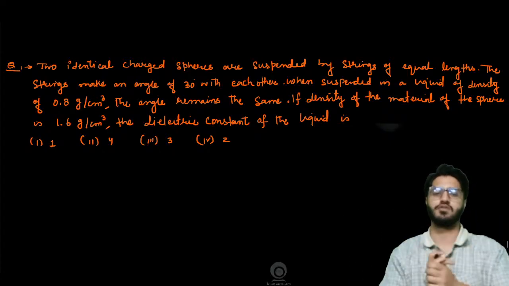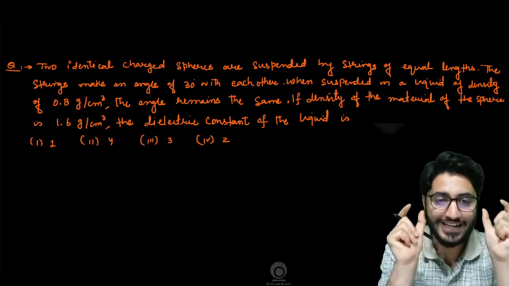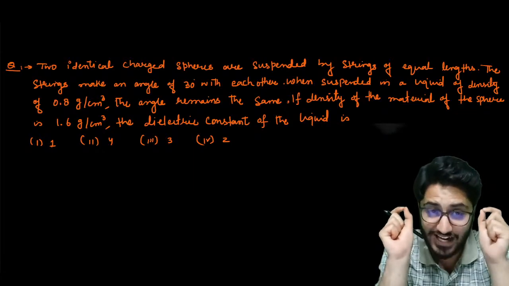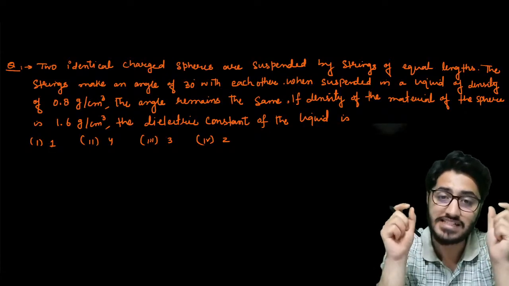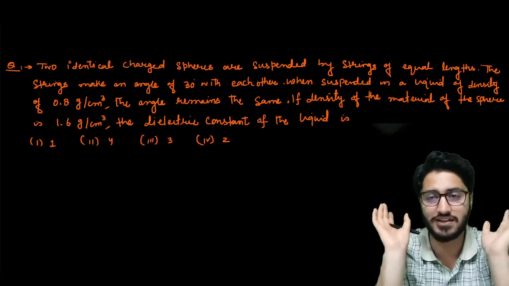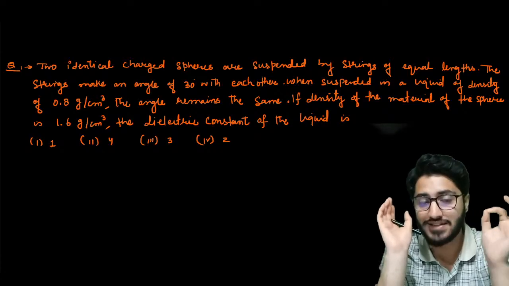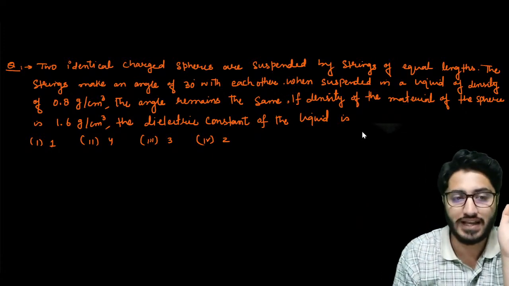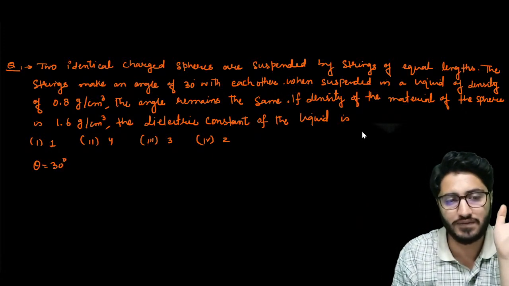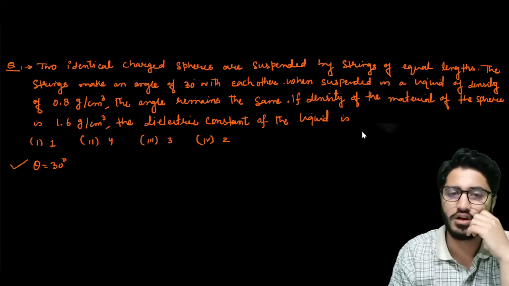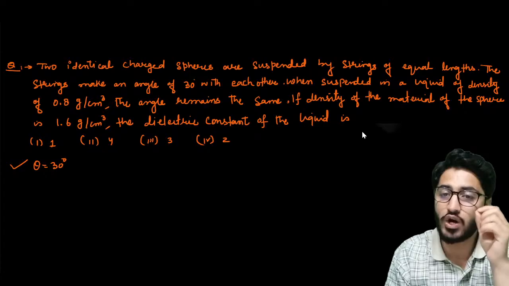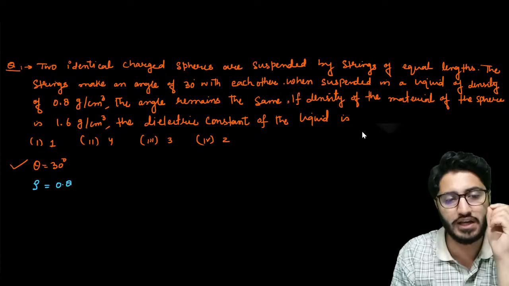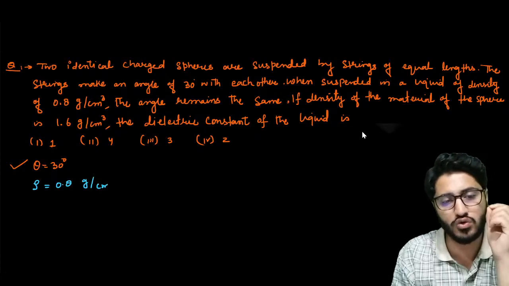Look now, good numerical. Two identical charged spheres are suspended by strings of equal length. The strings make an angle of 30 degrees with each other. So theta is given as 30 degrees. When suspended in a liquid of density, that means rho is given to be 0.8 gram per centimeter cube.